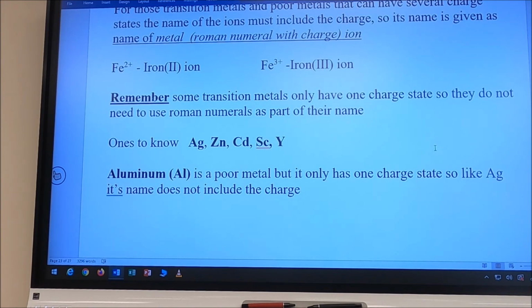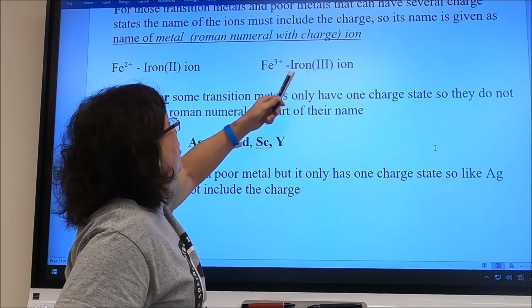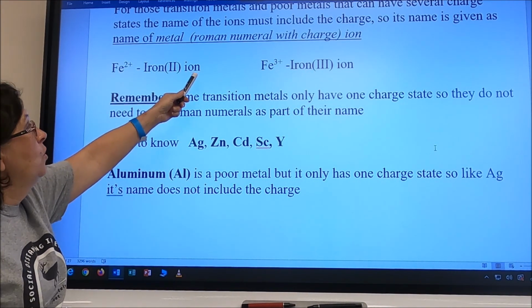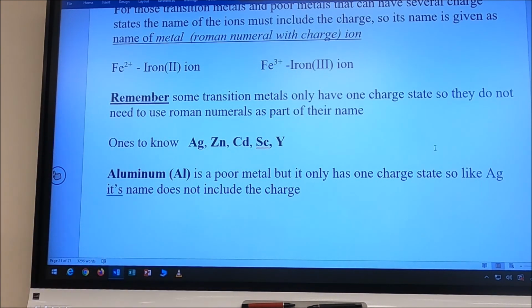For transition metals and poor metals, the transition metals, the metals underneath the stair step, most of them can have more than one charge state. So we've got to include the charge in the name. So it's going to be the name of the metal, Roman numeral with the charge, and then the word ion. So Fe2+ is iron 2 ion. Fe3+ is iron 3 ion.